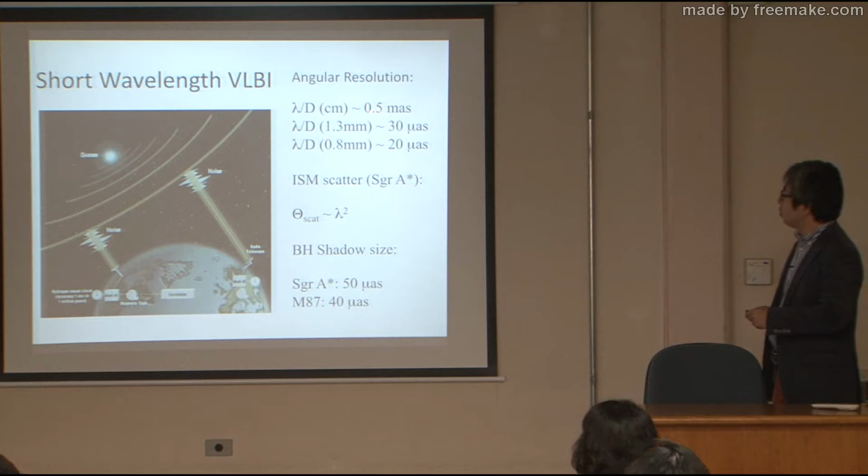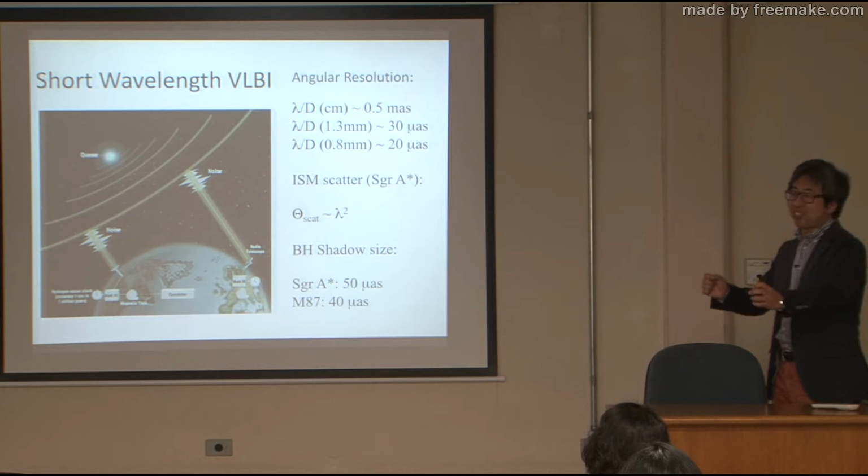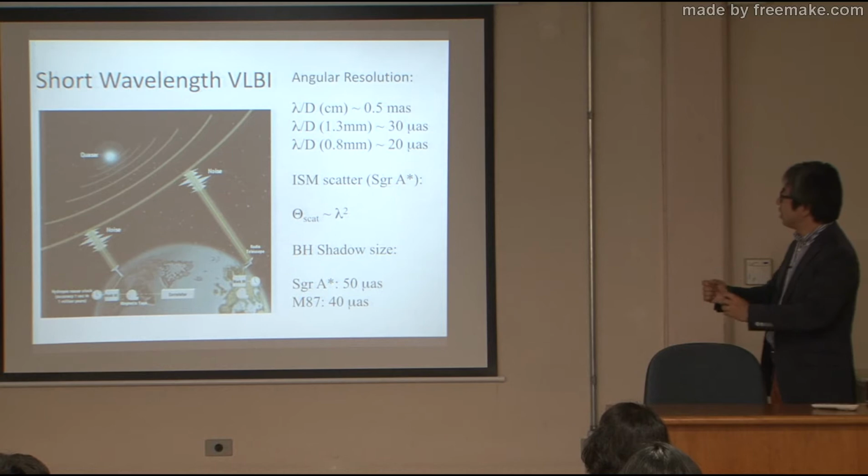If you go to a longer baseline, it doesn't change much, because if you're observing from the Earth, our size is also fixed. We cannot increase it unless we go up to space. So we can simply think about going to shorter wavelengths to get higher resolution. Now we are using 1.3 millimeter, 230 gigahertz.